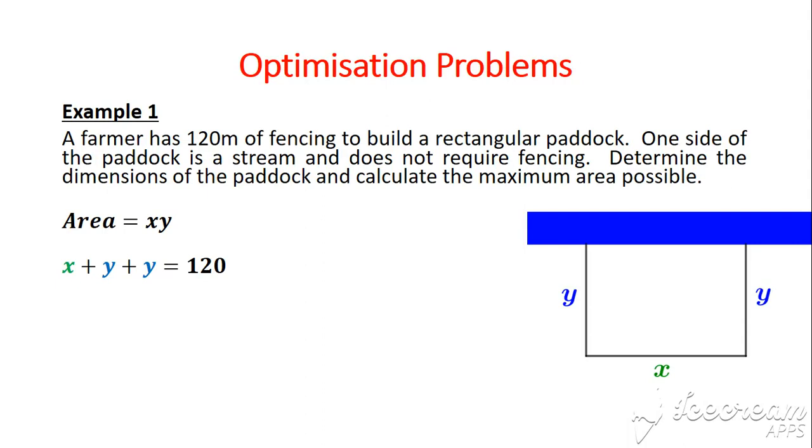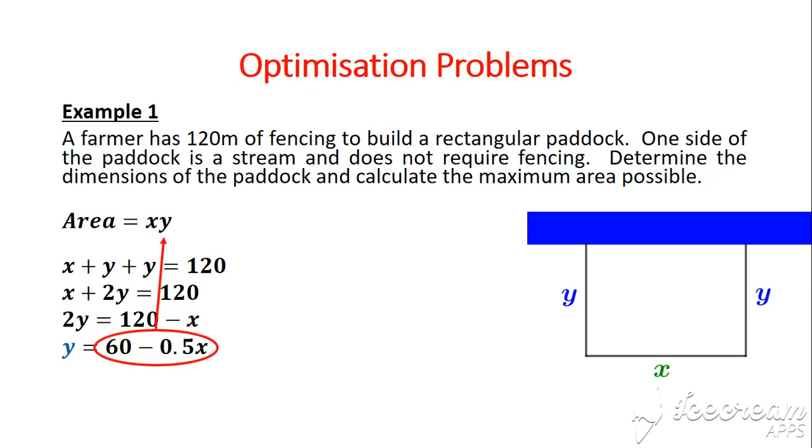We're going to use the perimeter of the fence. X plus Y plus Y is 120. So that simplifies down to X plus 2Y is 120. We can subtract X off both sides and get 2Y is equal to 120 minus X. And we can divide both sides by 2 to get Y is equal to 60 minus half of X.